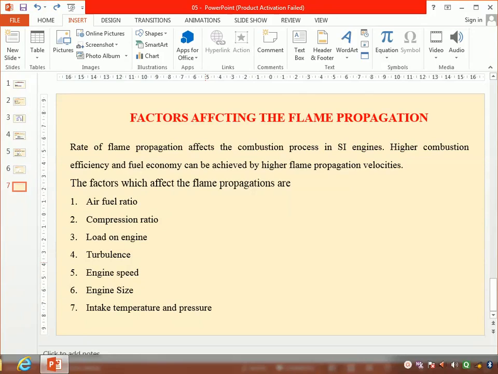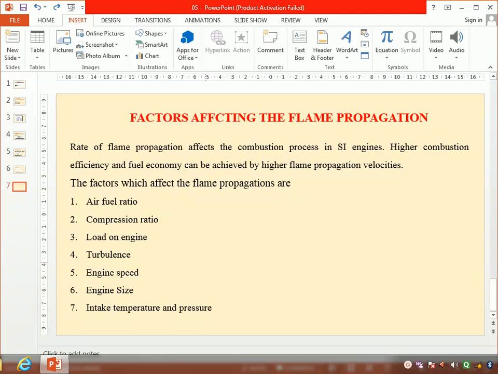Now we will see the third topic, factors affecting the flame propagation. Which are the different factors that affect the flame propagation? The rate of flame propagation affects the combustion process. So before that, what is the flame velocity? Simply, the flame velocity is nothing but the velocity of the flame front with respect to the unburnt mixture.